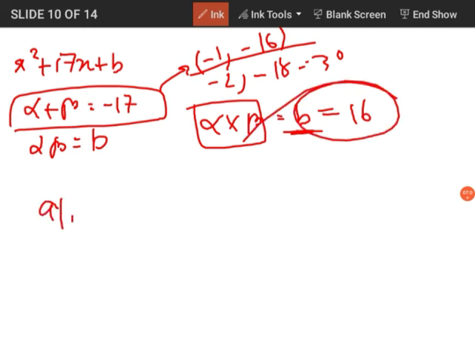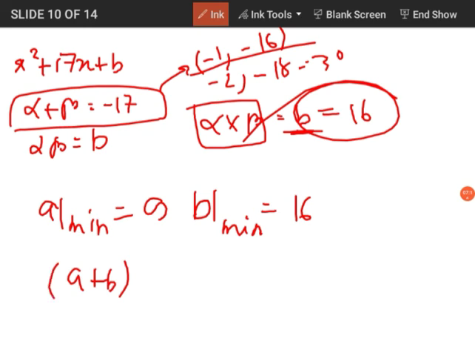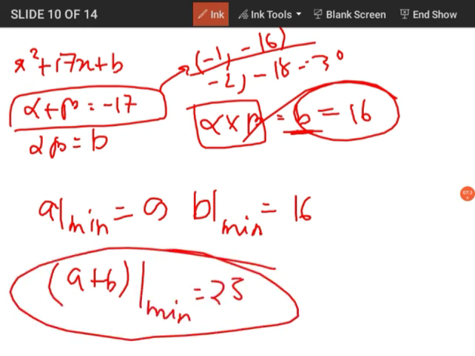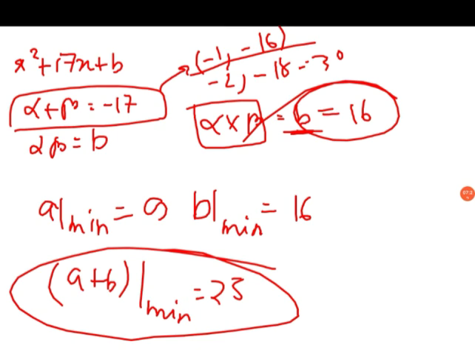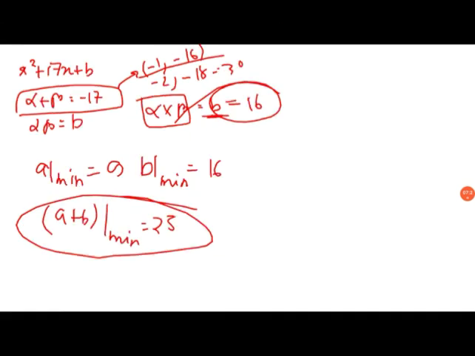So a minimum is 9 and b minimum is 16. So the minimum value of a plus b is 25. I hope that you understood this question as well.